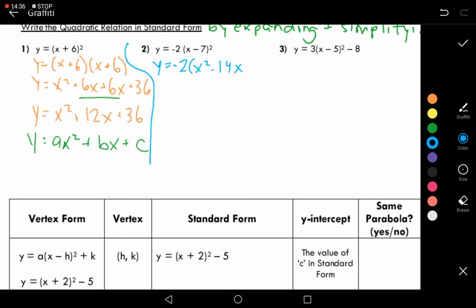And lastly, negative 7 squared is 49. Okay, once I've done that, now I am distributing that negative 2 to everything inside my bracket. And remember, the word distribute just means multiply. So negative 2 times x squared is negative 2x squared. Negative 14x times negative 2 is positive 28x, and negative 2 times 49 is negative 98.